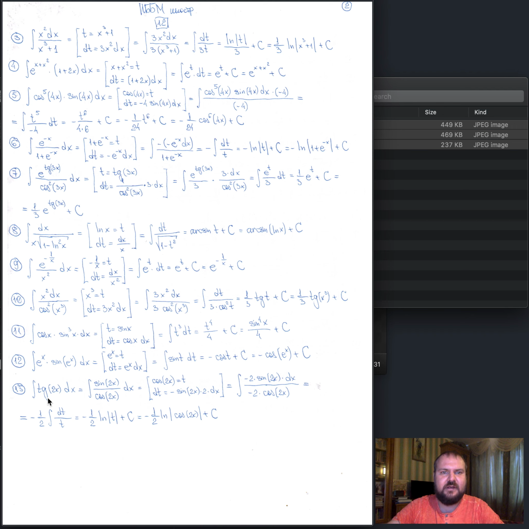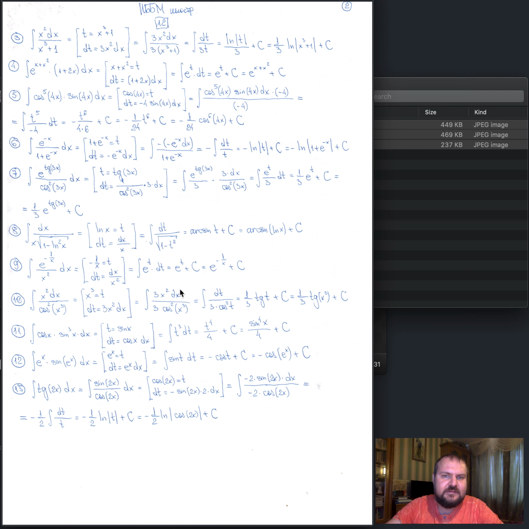Example number 10. The integral of sine of x squared dx divided by cosine squared of x cubed. The best way is to call x cubed the new variable t. We find the differential dt would be equal to 3x squared dx. Here we get a new number 3, so we need to divide by 3.